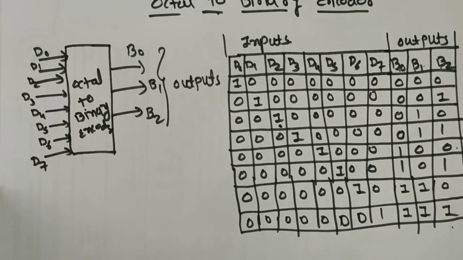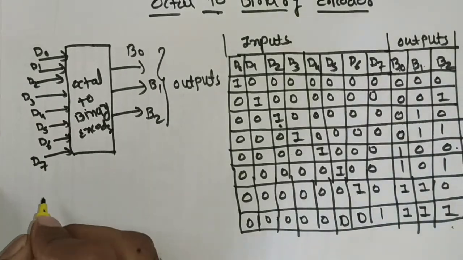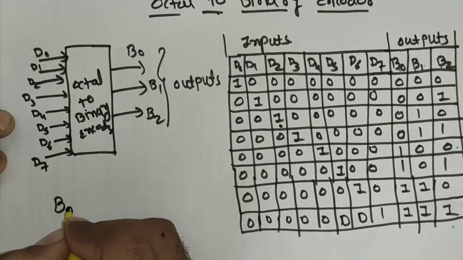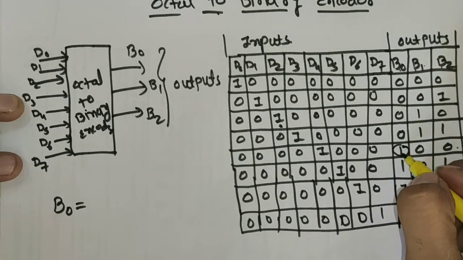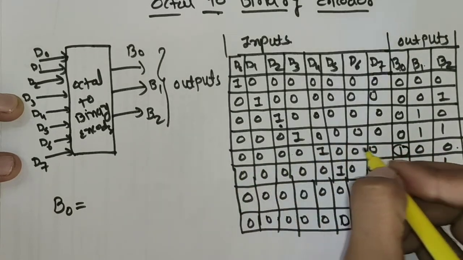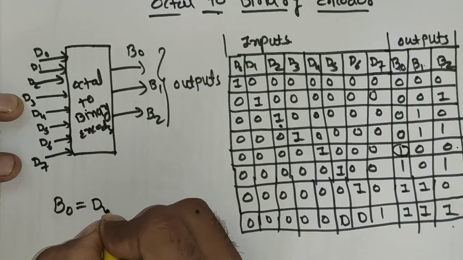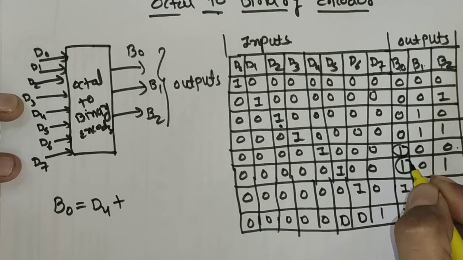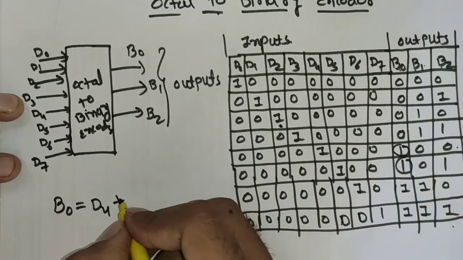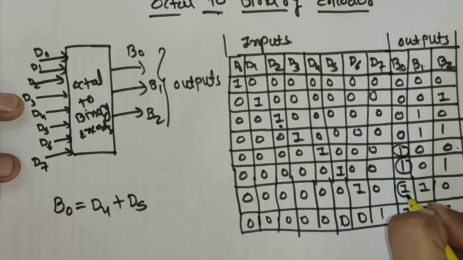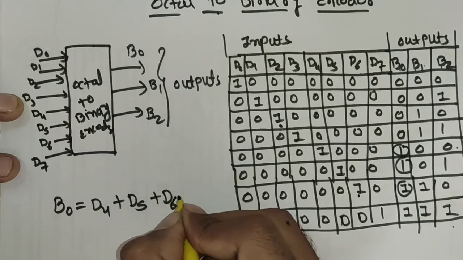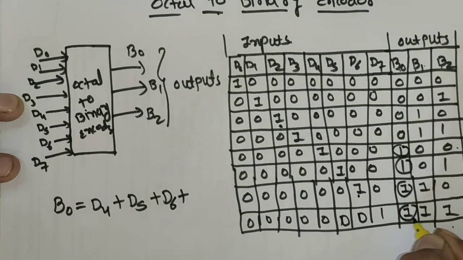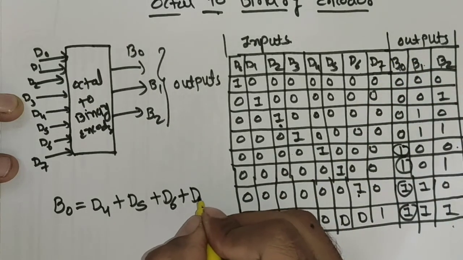Now using this truth table, we can directly design the circuit diagram. So first one is B0. In this B0, where are we getting the 1? This is the 1, right? So at the time, the value of each bit input is high. Only one input, this is the D4. Plus, next one is this one. At the time, which input is high? D5. The next one is this one. At the time, which input is high? This one. So the value is D6. Plus. Next one is this, and the one is this one. So this is the D7.